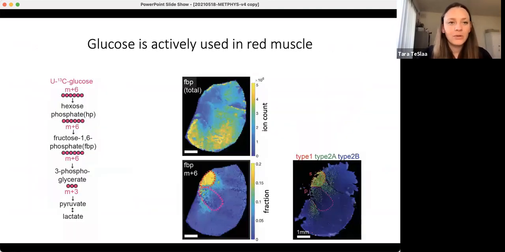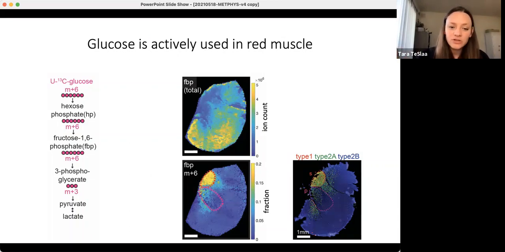However, what we want to know is which muscle fibers are actively using glucose and glycolysis. So we looked at labeling in these intermediates. And so on top here is the data I showed on the last slide, but on the bottom is the labeled fraction of fructose bisphosphate, and this is the M+6, the fully labeled form. And what you can see is, while fructose bisphosphate is not abundant in the soleus, the labeled fraction is very high, suggesting it's actively catabolizing glucose. And so this matches very well with our LC-MS data.